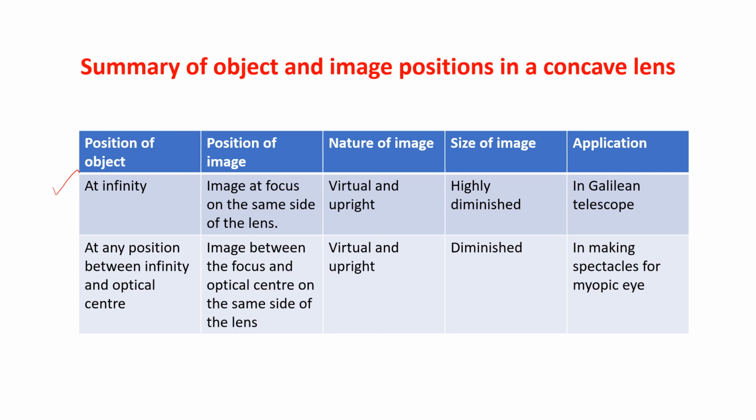Okay, and then another position of the object for a concave lens, that is at any position between infinity and the optical center, the image will be formed between the focus and the optical center on the same side of the lens. In that case also, the image will be virtual and upright, and the size of the image will be diminished, and the application is in making spectacles for the myopic eye.